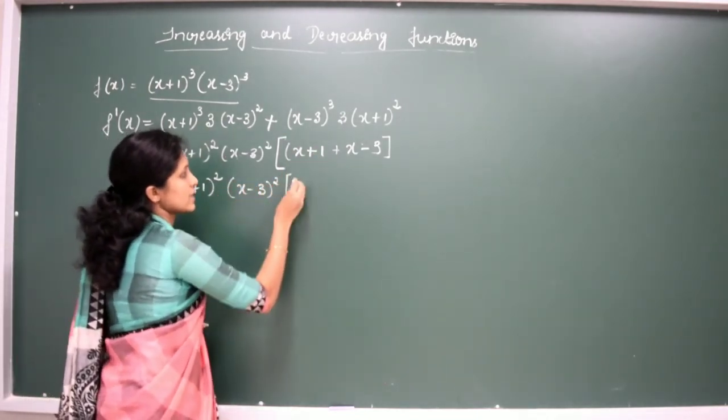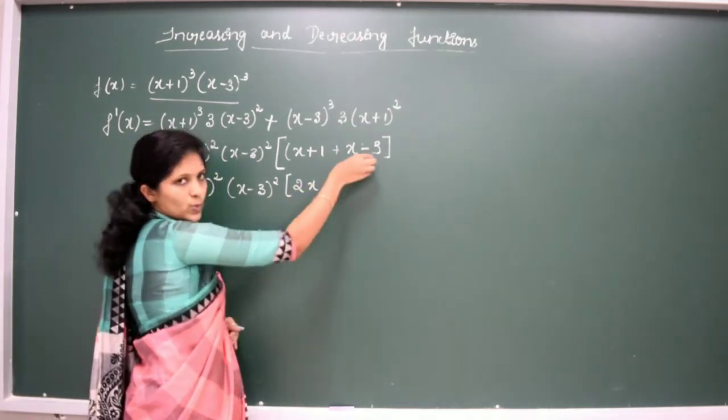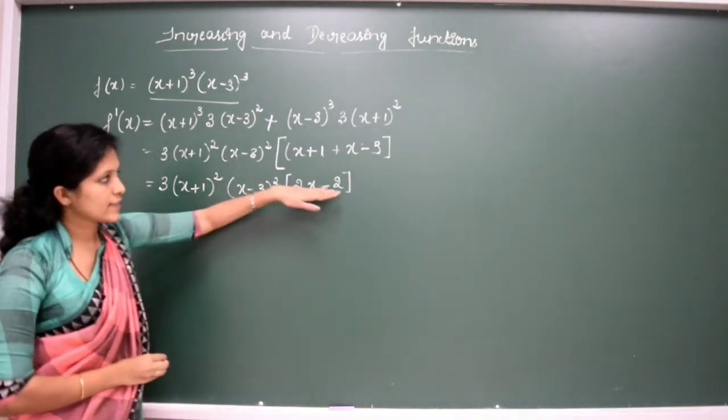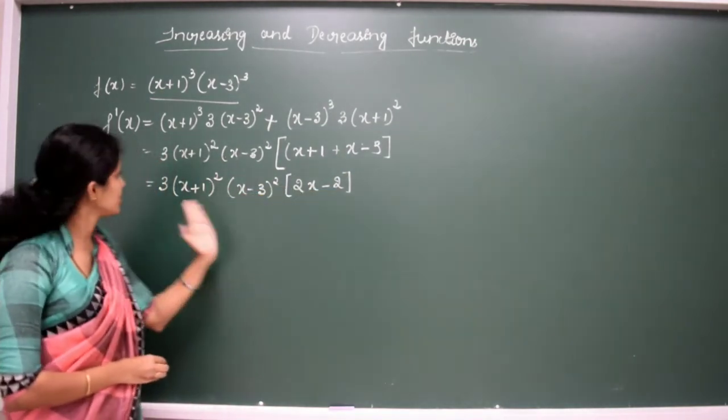So this is x plus x will be 2x, plus 1 minus 3 will be minus 2. I can take 2 common, right? If I take 2 common from this, 3 into 2 will be 6.